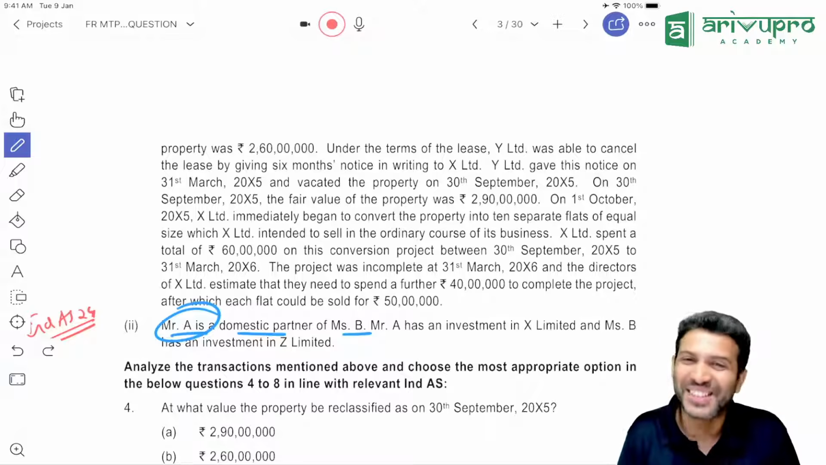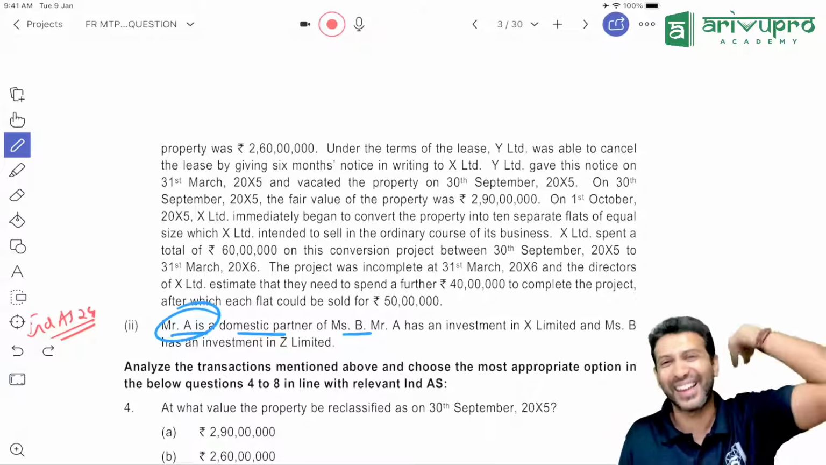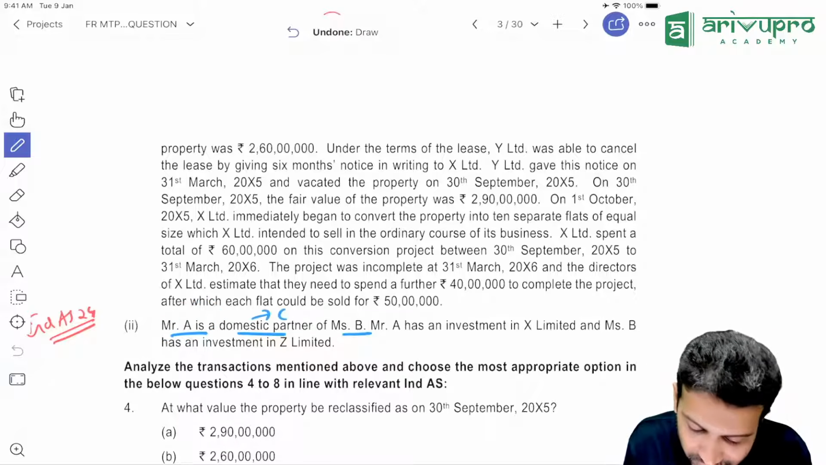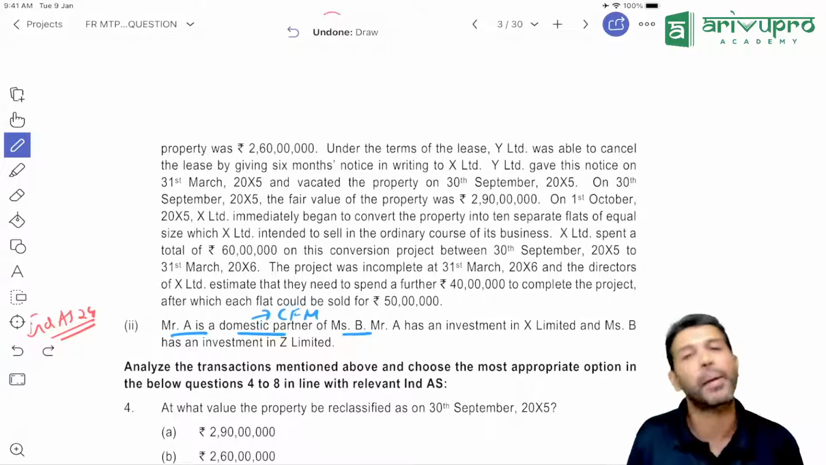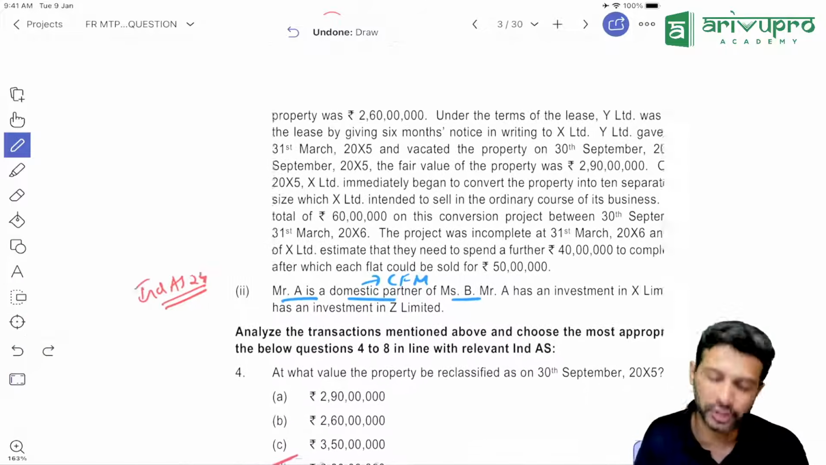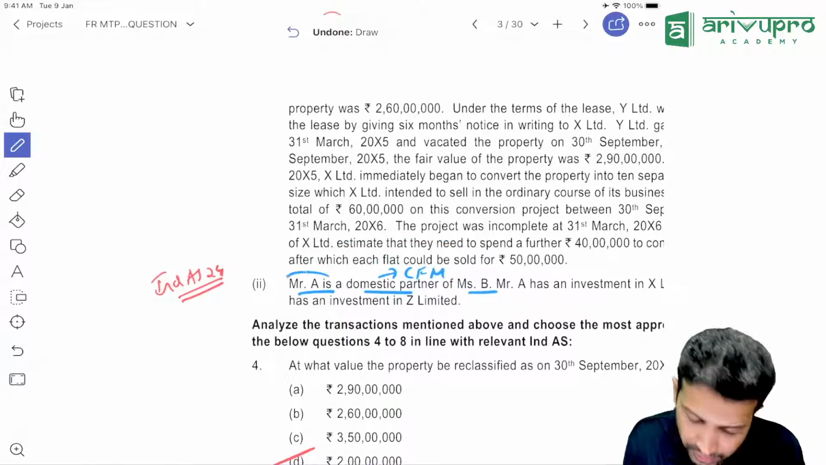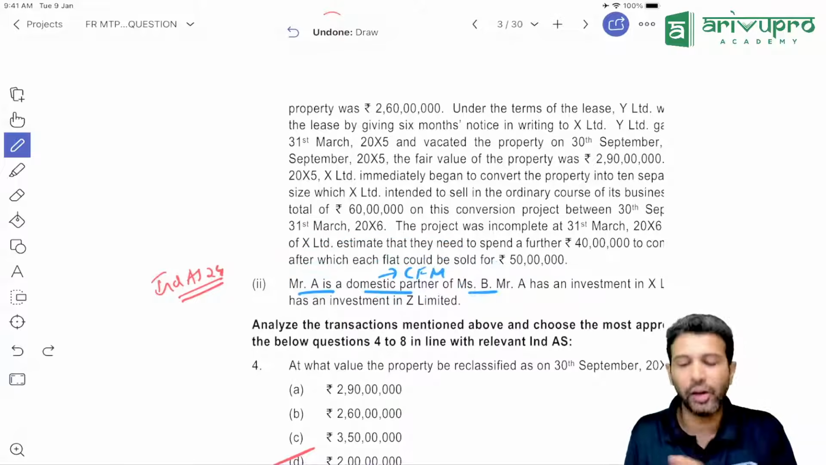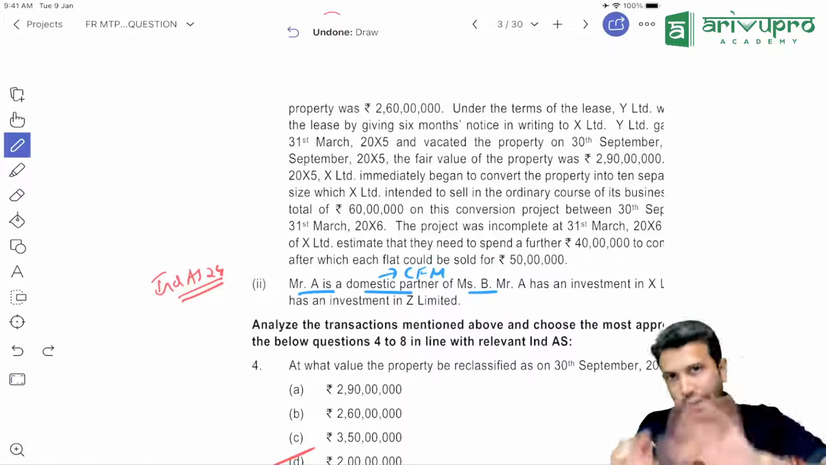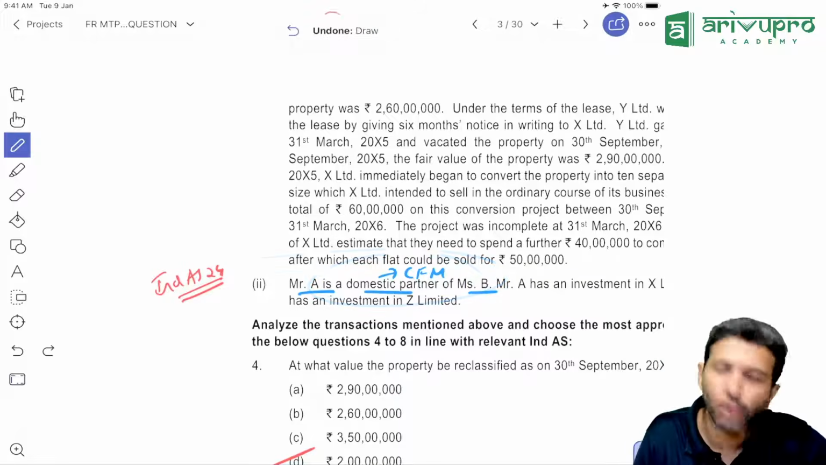Ind AS is an international standard. In the international way, everything is accepted, right? So even a domestic partner is considered as a close family member from the Ind AS 24 perspective, meaning close family members are also related parties, right? So whether you're talking about A or whether you're talking about B, they're considered as one for Ind AS 24 purpose because these two are close family members.